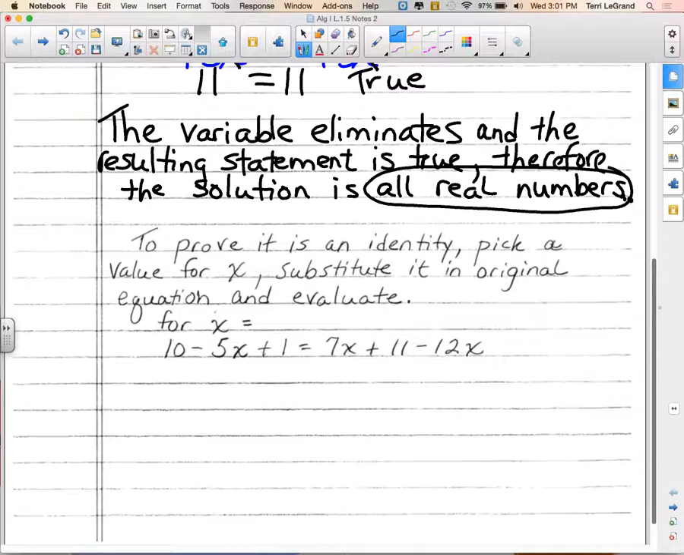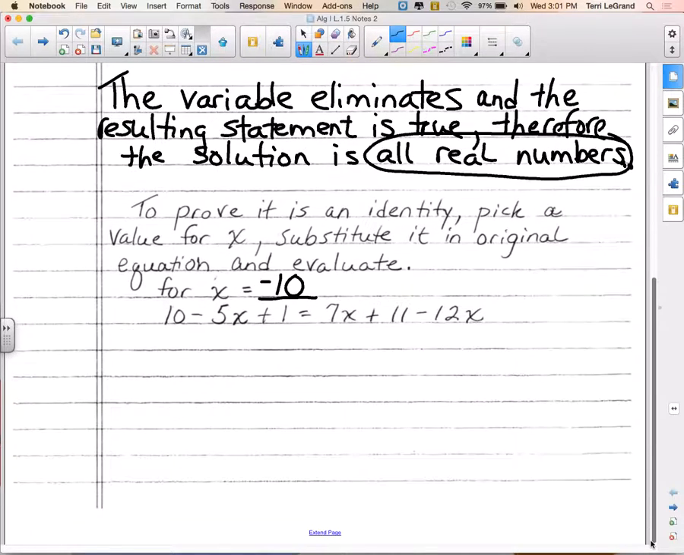I want you, without looking at a neighbor's paper, to pick your own value for x from the number line. Be creative, don't everybody use 1 because that's not even a challenge. I'm going to do, let's see, I think I'll do -10. You go ahead, pick your own, you can't have mine. You pick your own value for x, put it in there. You're going to do a check problem.